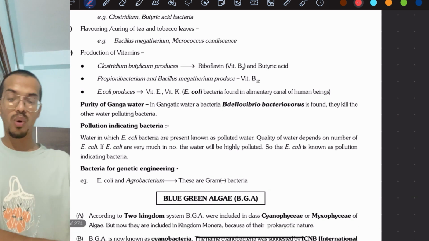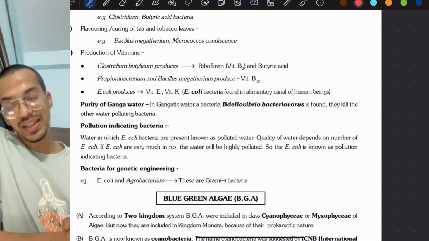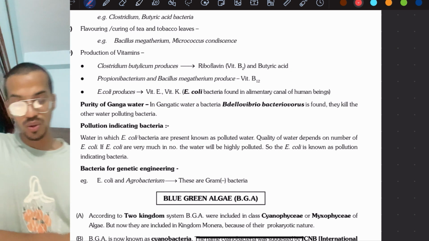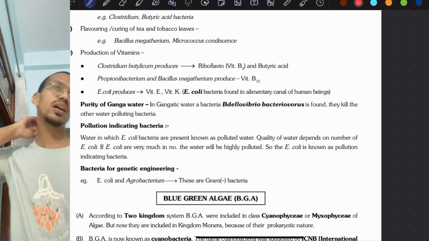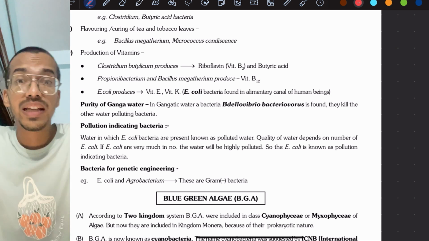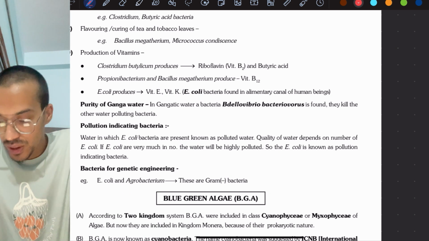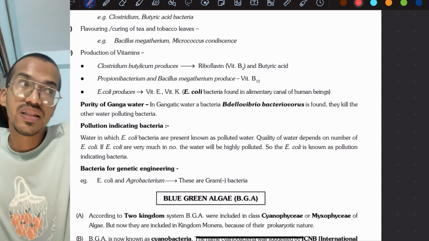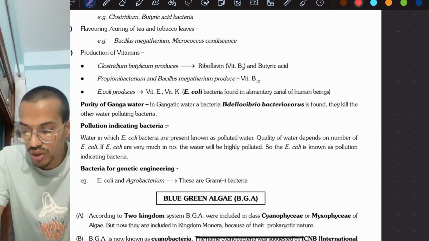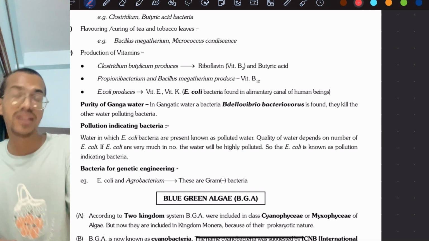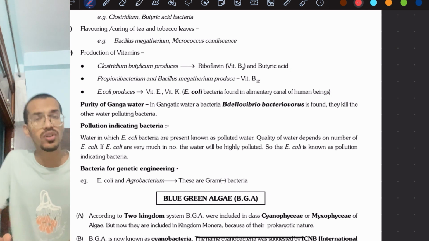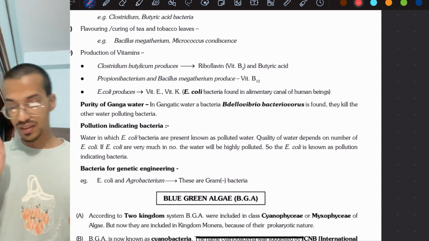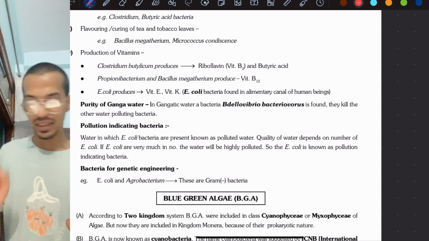Then the purity of Ganga water is because of the presence of a large number of bacteriophages in it. Okay, so this is an important one, because we say that Ganga water can clean so much because of the presence of this in it. Then pollution indicating bacteria are also there, like E. coli; its presence will tell that the water is highly polluted. Bacteria for genetic engineering like Agrobacterium tumefaciens, I have already told you about that, and we are going to learn about it. One variety of it also causes disease, that is, tumor formation.